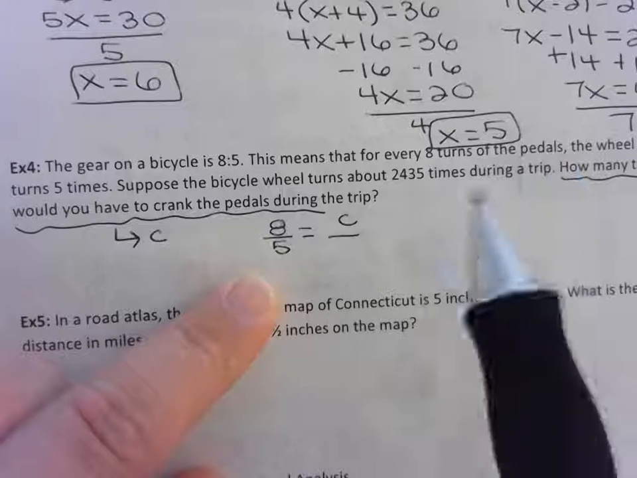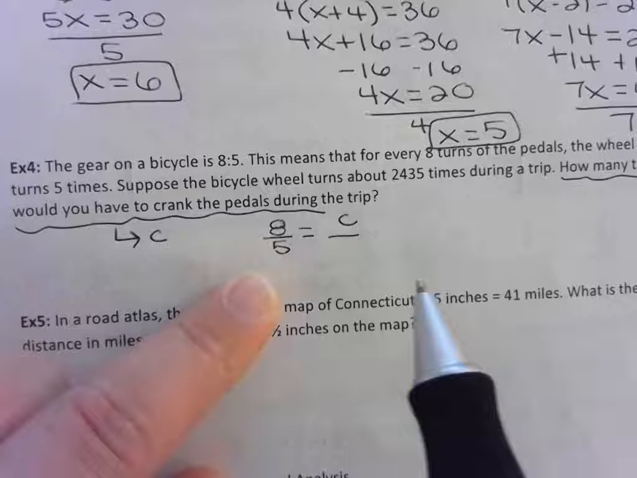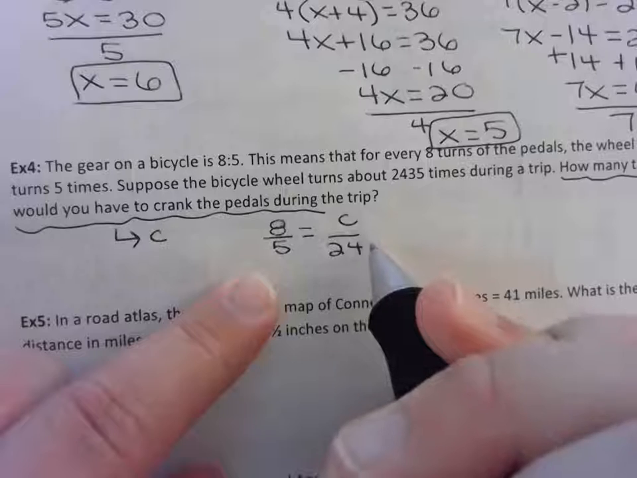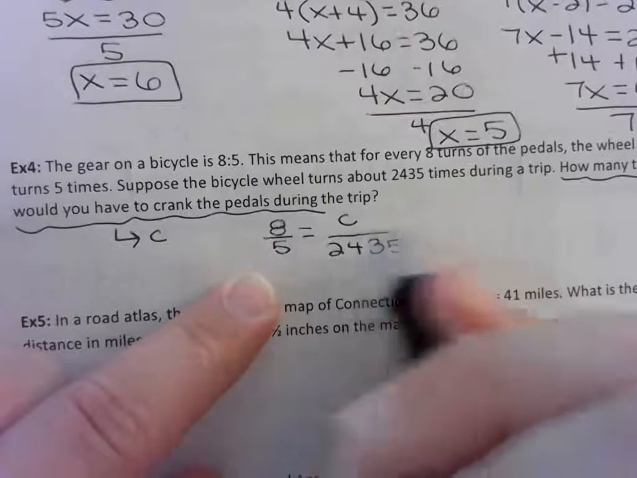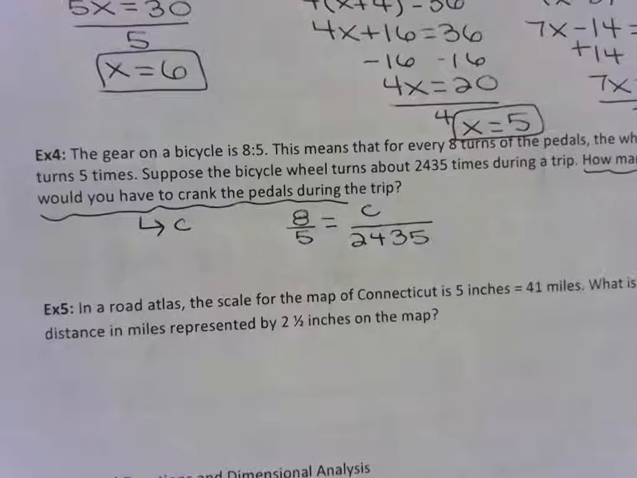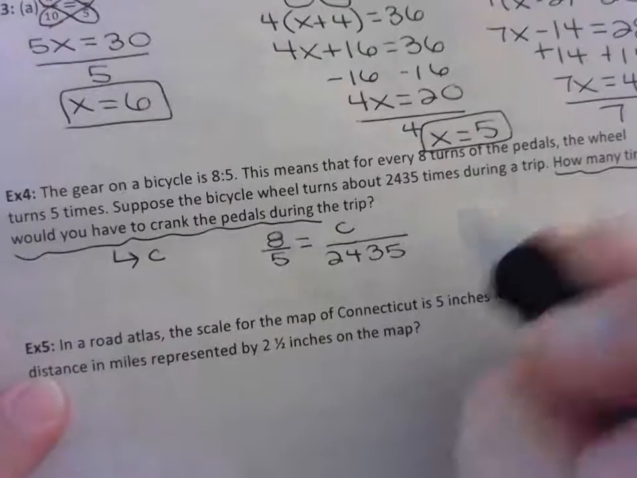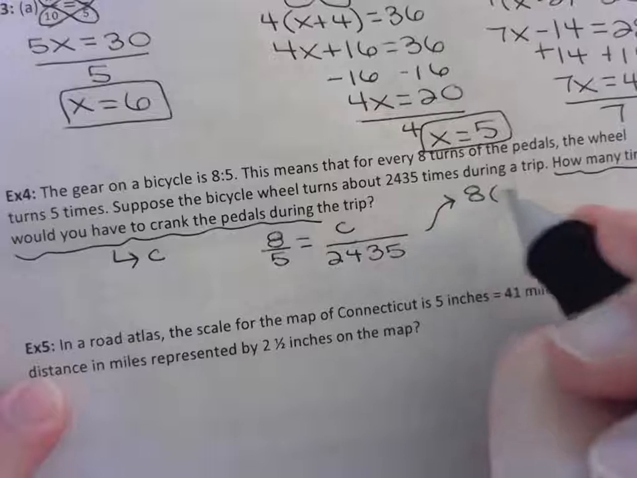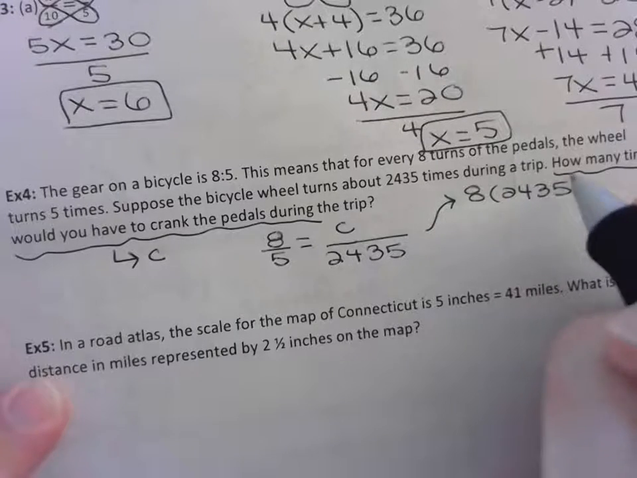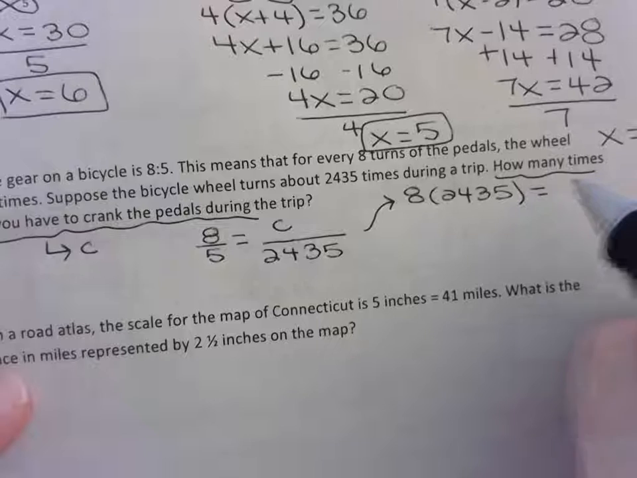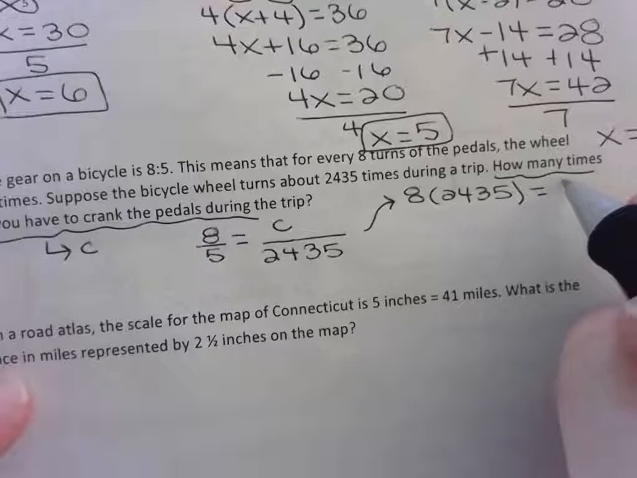And then what do they tell me about? I want to know how many times I turn the pedal. 2,435. You have to keep it consistent. So if the top is the turns of the pedal, that has to be for both ratios. If the bottom is how many times the wheel turns, that has to be that ratio. Okay, so I have a proportion, cross multiply. I'll do it to the side here. 8 times 2,435 is going to be equal to what? 5C.